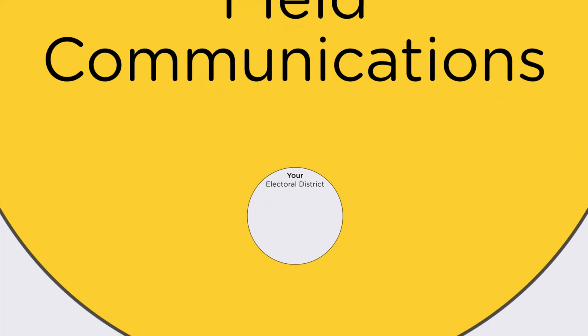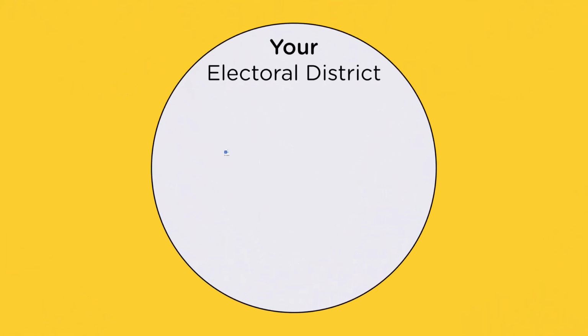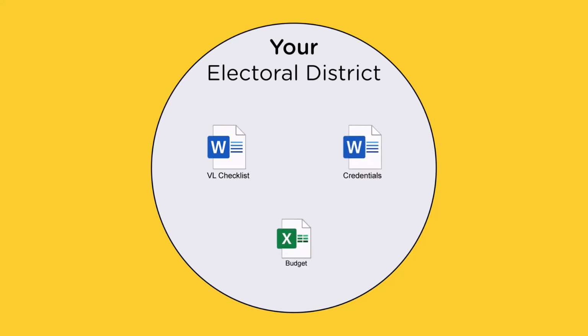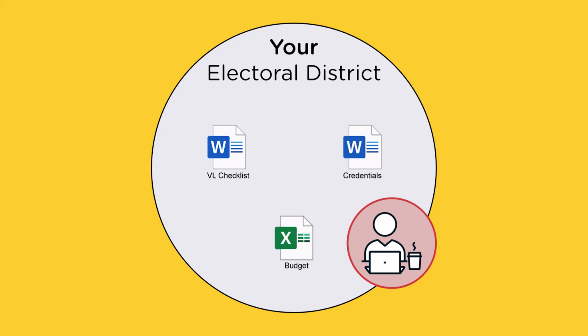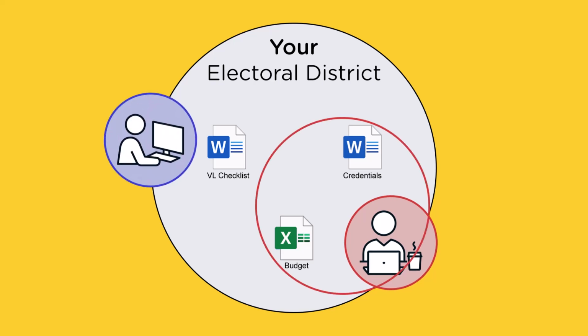It contains specific content for your ED, like the completed voting location inspection checklist, and private information like login credentials and the budget for key staff. Because of this, each electoral district has their own field communications site, and access to specific files is determined by your role.